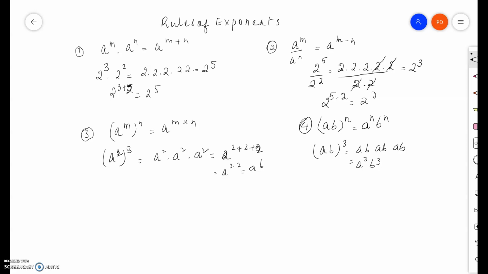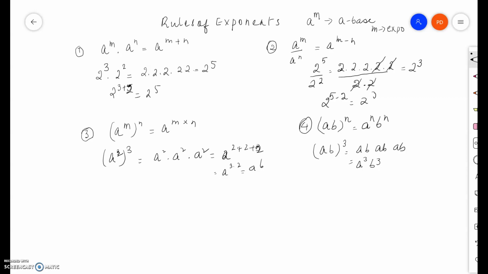Here are the basic rules of exponents. So an exponential expression is in the form a to the m. Here a is called the base and m is the exponent or power.